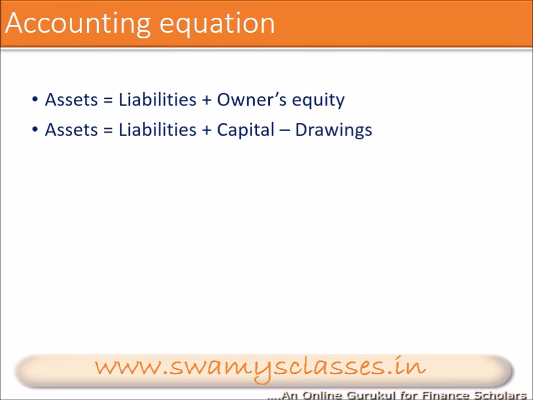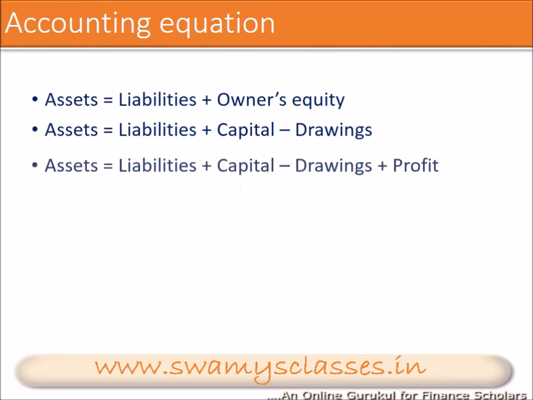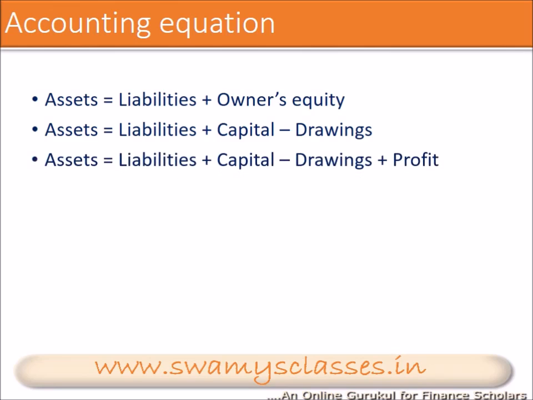Assets equals liabilities plus capital minus drawings. Assume you run the business for say 1 year. At the end of the year, how this equation will change? Assets equals liabilities plus capital minus drawings plus profit. You may ask me, in case the company has not made profits or suffered losses, what will happen? The opposite. Instead of writing plus profit, we will write minus loss. In a very rare case where you have no profit, no loss, then the previous equation stays.